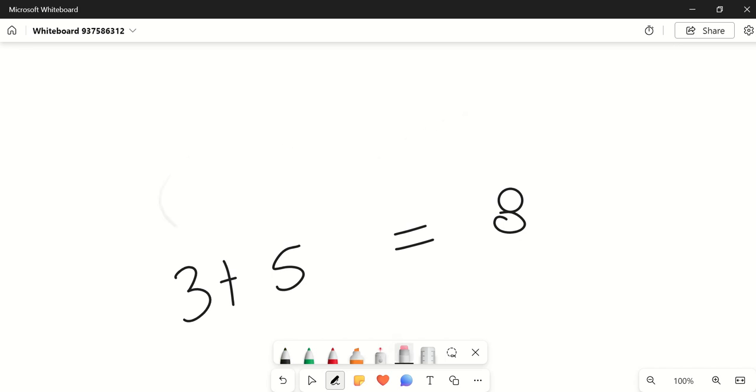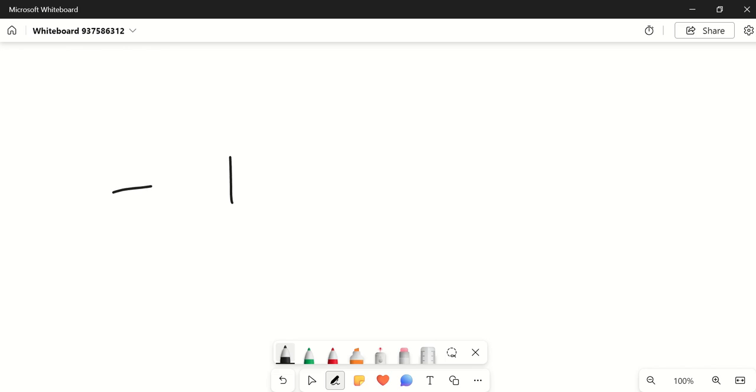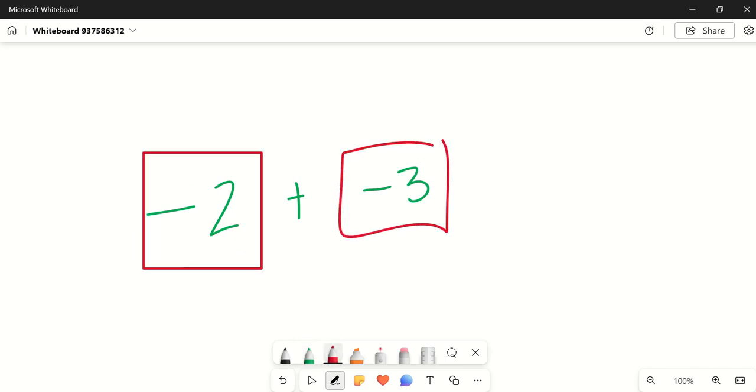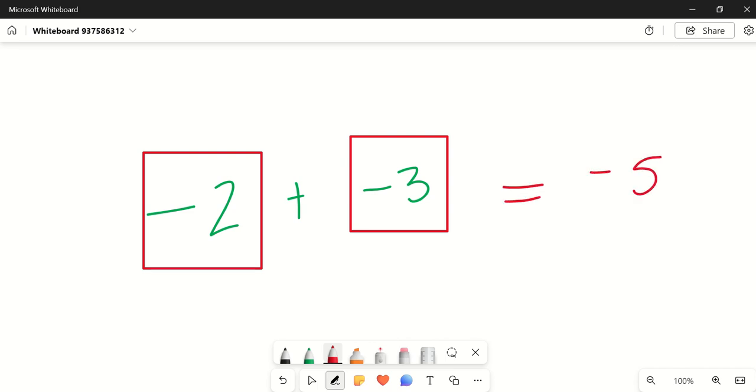Now, things get a little bit confusing when we add negatives and positives into the mix. For example, a negative number plus a negative number will equal a negative number. The example here would be negative 2 plus negative 3. The way to break this down is you owe somebody $2, but then you owe somebody else $3. You now owe a total of $5.